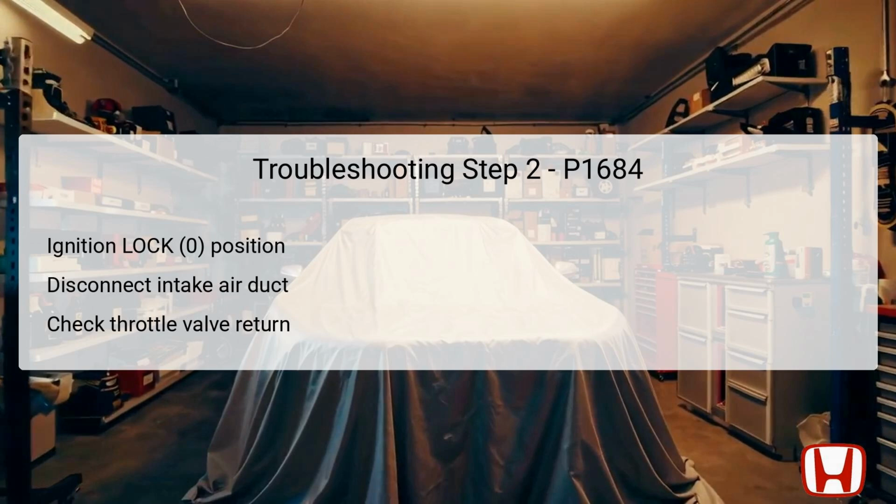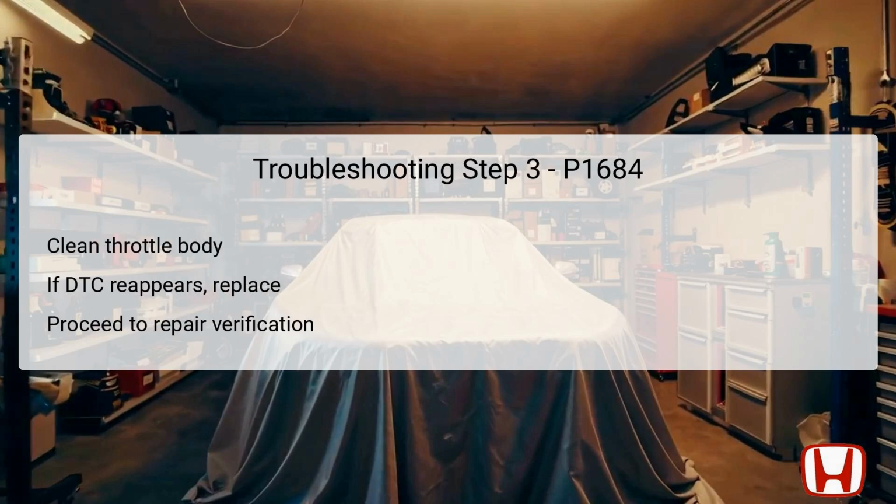If the throttle valve does return, it strongly indicates that the spring mechanism may be functioning at least partially, prompting a cleaning of the throttle body followed by verification procedures. Conversely, if the throttle valve fails to return correctly, this likely necessitates the replacement of the throttle body due to a malfunctioning spring. In this step, if the throttle valve returns appropriately, the technician is required to clean the throttle body to remove any built-up debris or carbon deposits that may have hindered its performance.